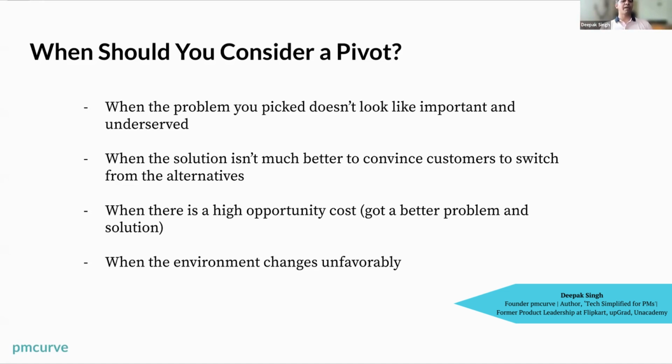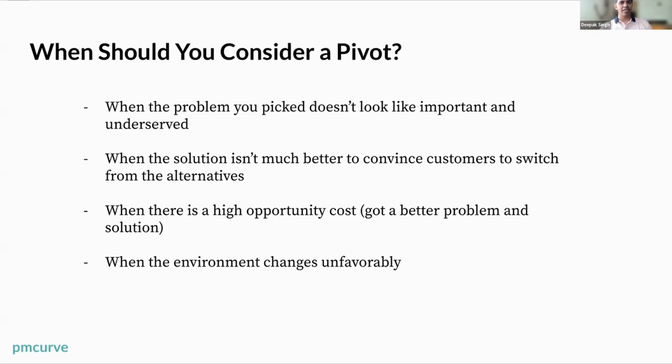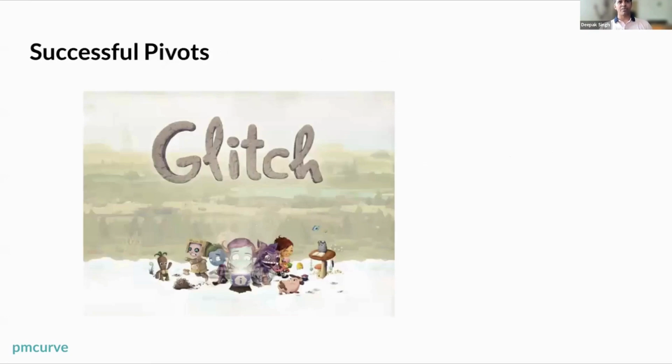And the fourth is when the environment changes unfavorably, right? For example, RBI came with some regulation or the government came with some regulation, which makes your idea unfeasible. That is when you pivot. But usually, these are the four things where you should consider a pivot.